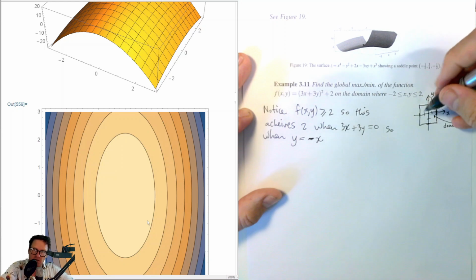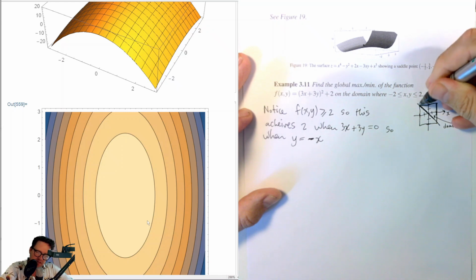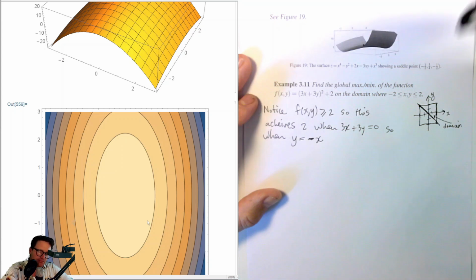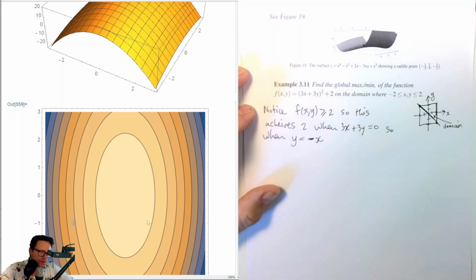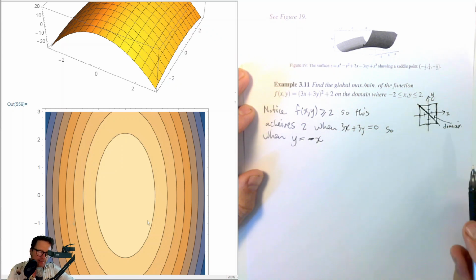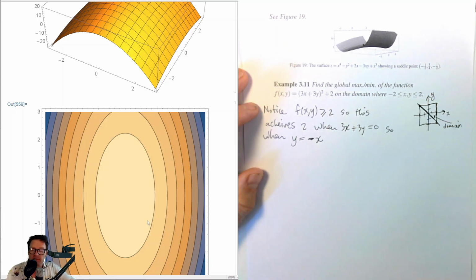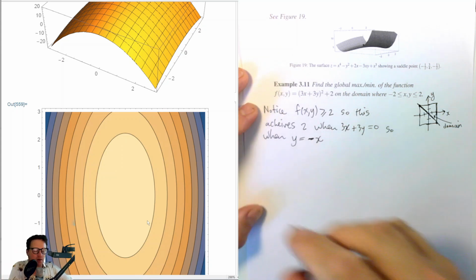Okay, so where is that on here? Well, we've got this line, looks like this, passing through 0, 0 and hitting these corner points. So we already know that it's going to probably be minimum along this line here in that box. It's going to achieve a minimum of 2 there, but let's use the tools we've learned to do this now.